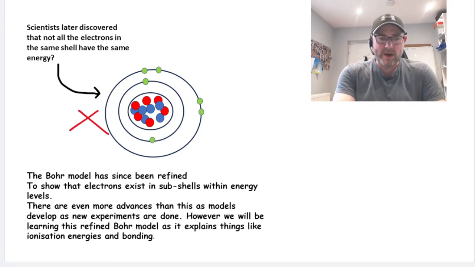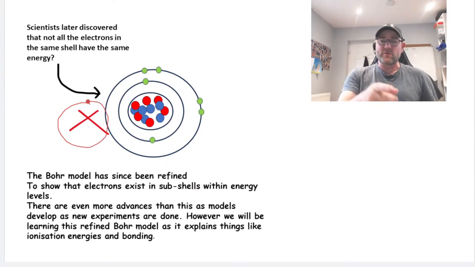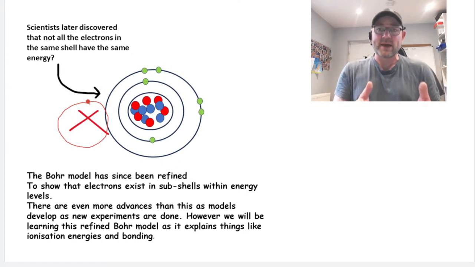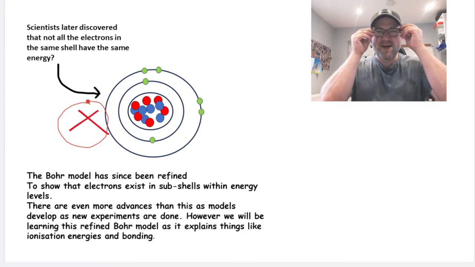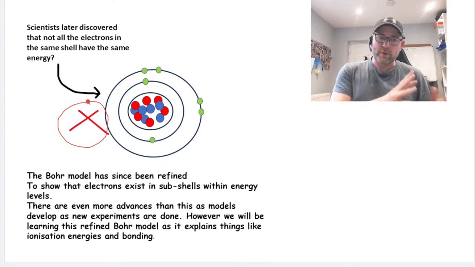So what I'm saying is what you learn at GCSE, we still use this at A level, and you may be asked to draw this at A level. You may be asked to draw the electronic configuration of an atom like this, okay?